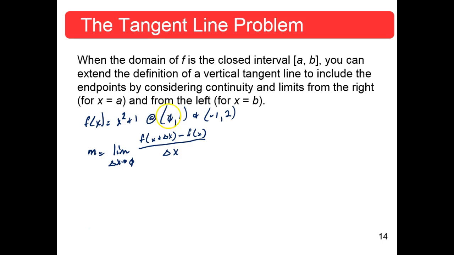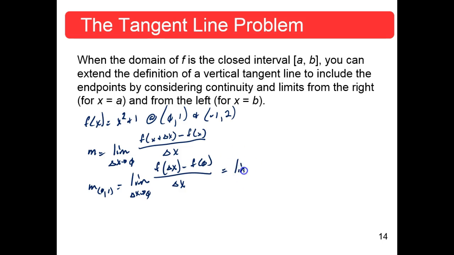Now let's plug in your x equals 0 here. Not delta x equals 0. So here's going to be m at the point (0, 1). It's going to be the limit as delta x approaches 0 of f of 0 plus delta x, minus f of 0, over delta x. Okay, let's plug in what that gives us.